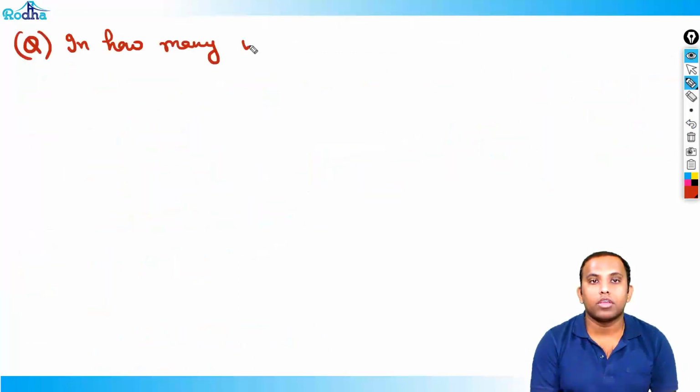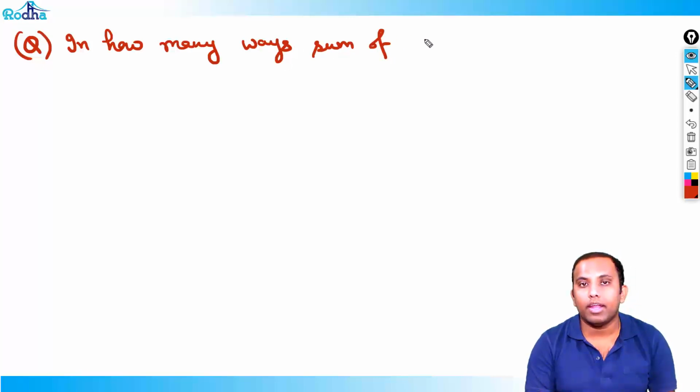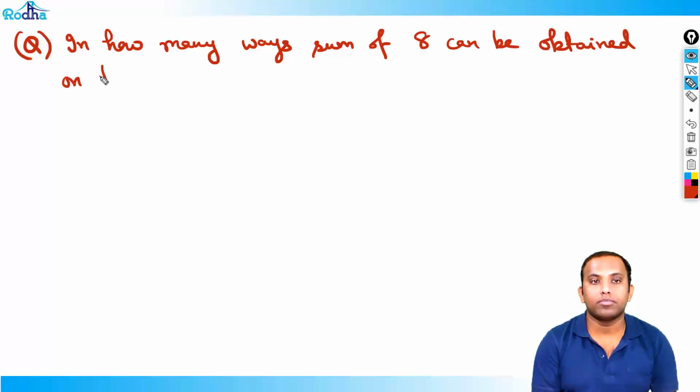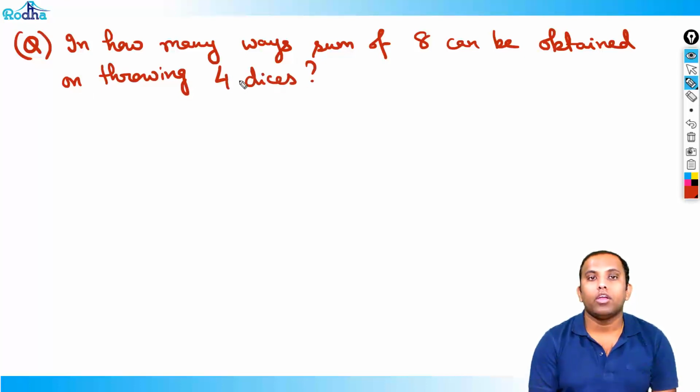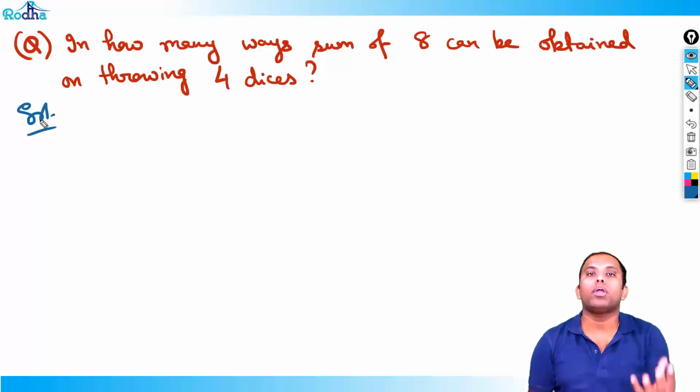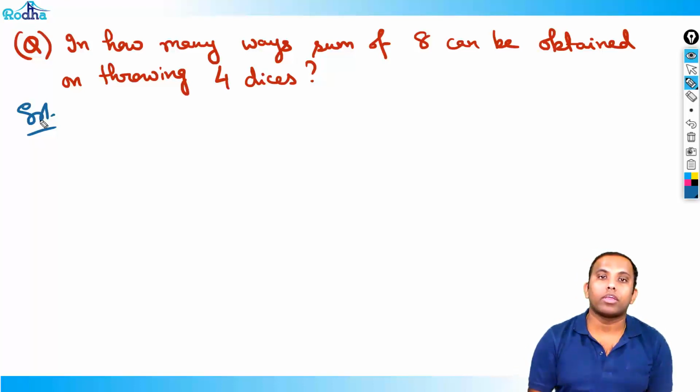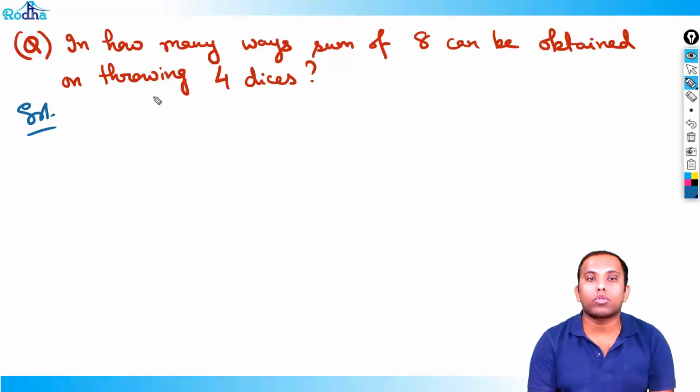In how many ways can a sum of 8 be obtained on throwing 4 dices? 4 dices, right? Now you could have studied some questions where there are false dice, but if nothing is given, the dices are the same as a Ludo dice. You have to assume a cuboid like a Ludo dice with 6 faces, and 6 numbers can appear: 1, 2, 3, 4, 5, 6. Okay. So now a sum of 8 can be obtained by throwing 4 dices, right?